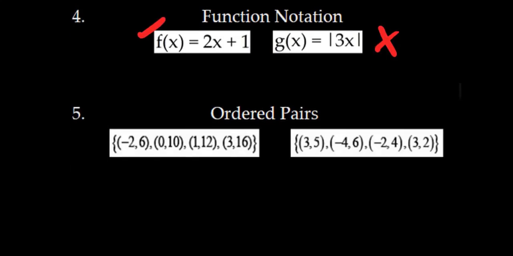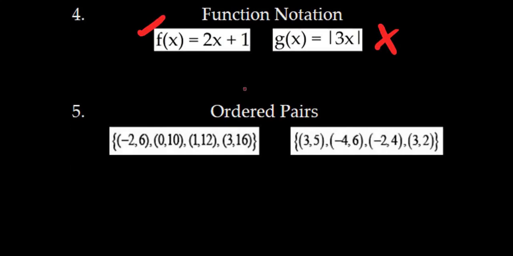Number 5, using the ordered pairs. You can see in the first example, -2 is an input value with an output value of 6. 0 is an input value with a single output value of 10. 1 is an input value with an output value of 12. 3 has an output value of 16. Therefore, this relation is considered a function.